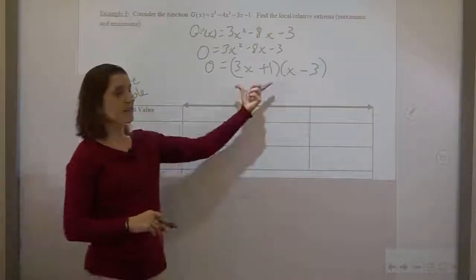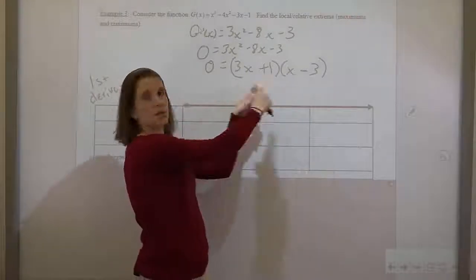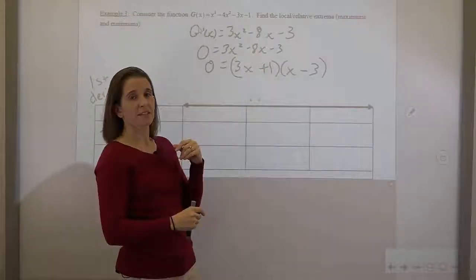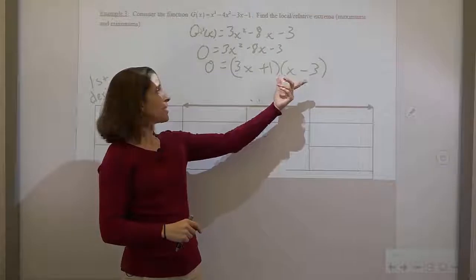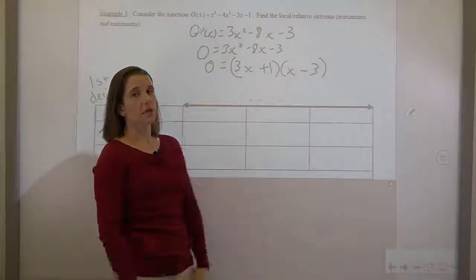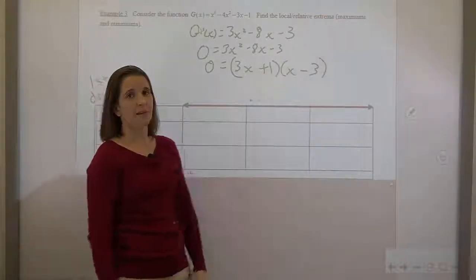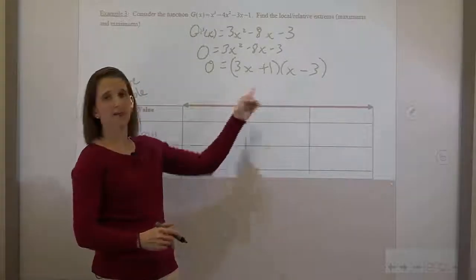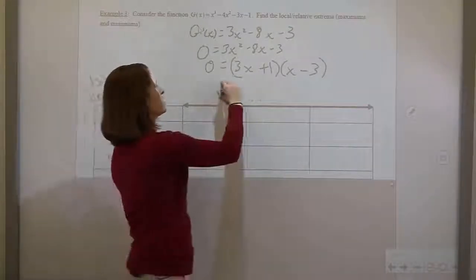not wrong. All right, so we got 3x squared minus 9x plus 1x does give me a negative 8x for my inners and outers combined, and then the negative 3 and 1 were chosen to make sure that I get a negative 3 back there. So I'm setting each factor equal to 0 to find my critical values.